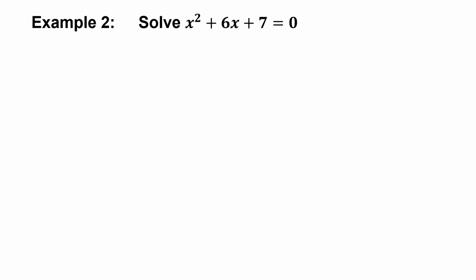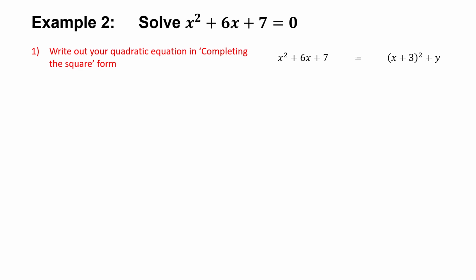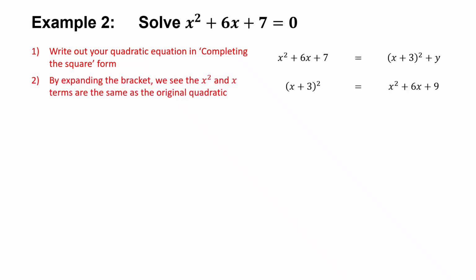Let's move on to our second example. Here we have x squared plus 6x plus 7 equals 0. So again, we don't have a number in front of the x squared term, so we can move straight into the first step, which is to put this quadratic into completing the square form. So we put the x plus half of the x term, which is half of 6, which is 3. So we have x plus 3 squared plus y.